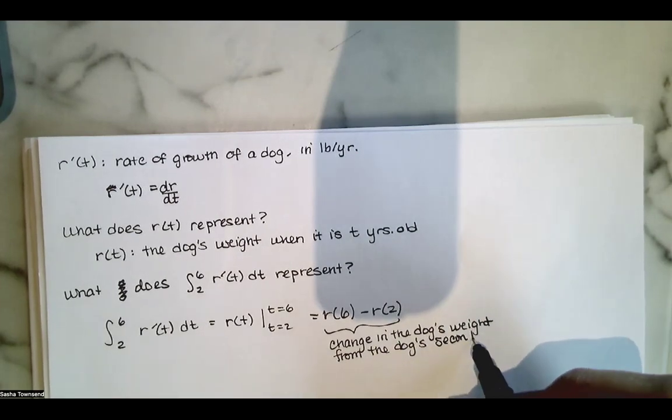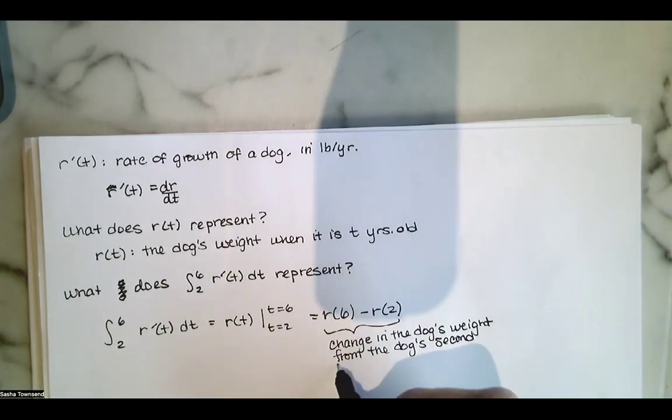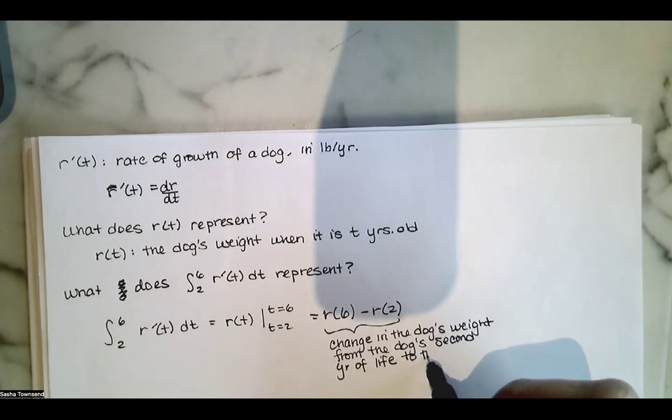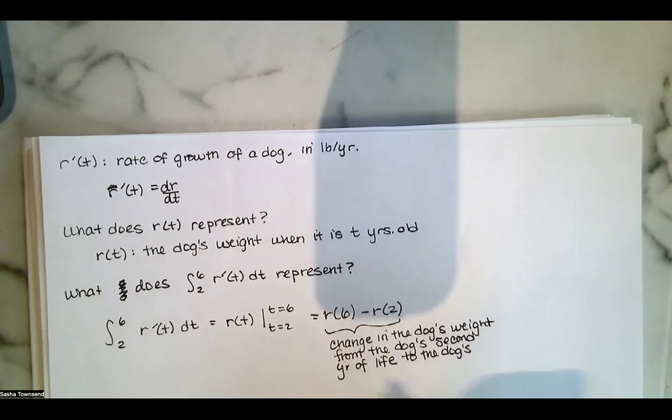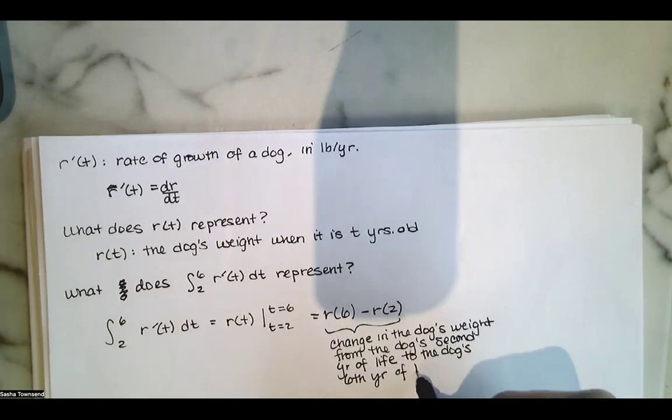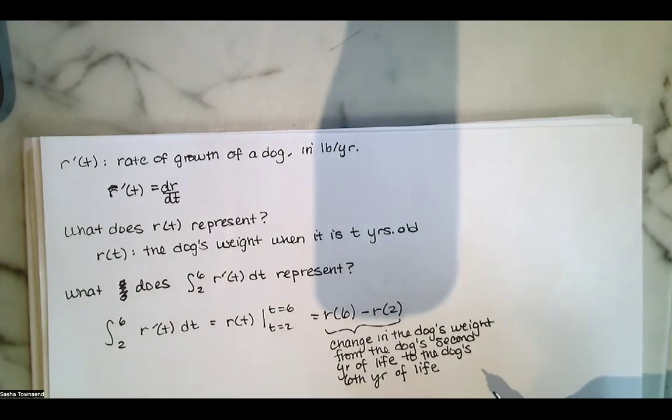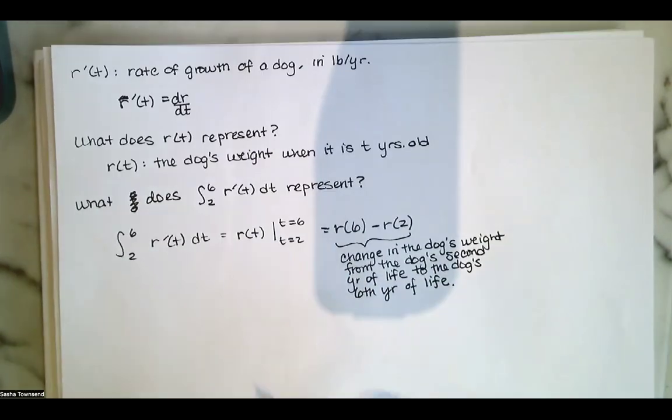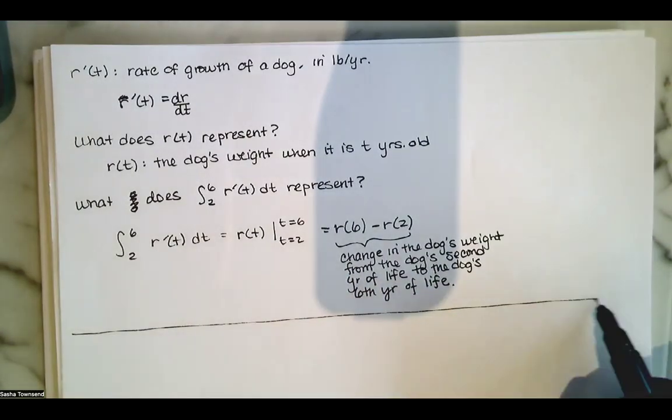So we'll say it's a change in the dog's weight from the dog's 2nd year of life to the dog's 6th year of life, from when it's 2 to when it's 6. And you'd say, okay, well, what about other applications?